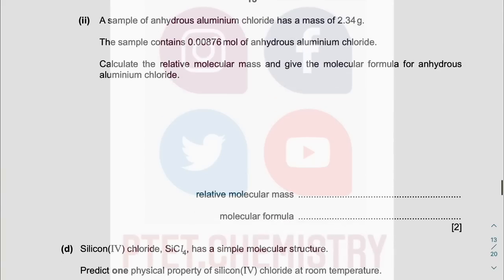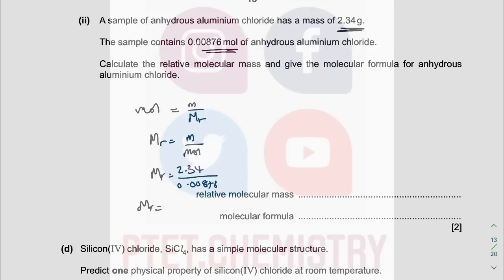Okay. The next bit is saying that they give you the mass, they give you the mole, so you should know mole equals mass over Mr. So they want you to find the Mr. So the mass is 2.34. Maybe I should show one more step just in case you need it. Mr is therefore mass over mole. Mr is 2.34 gram divided by 0.00876. The Mr based on the calculation is going to be 267.1.